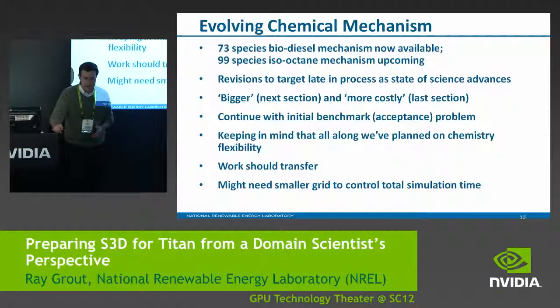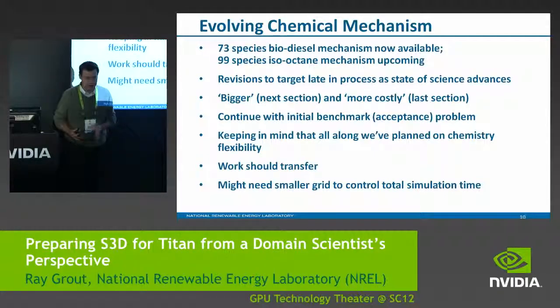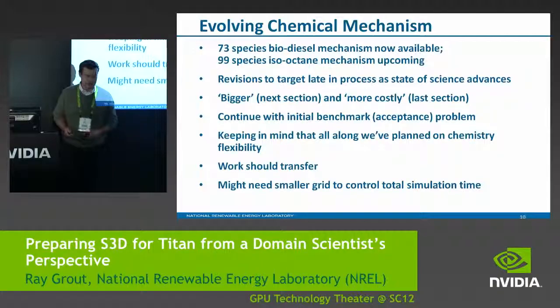our thoughts. But that's in the context of knowing that the science is changing while we're waiting for the machine to be delivered. So I want to keep in mind there are evolving chemical mechanisms. More recently, it looked like a 73 species mechanism would be the relevant mechanism. But these change as we're going along. So we carried on with our initial benchmark, keeping in mind that we'd want everything we do to be adaptable to a different physical situation.